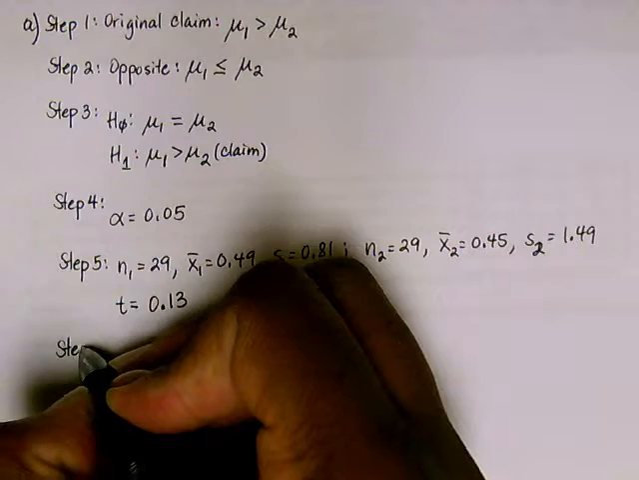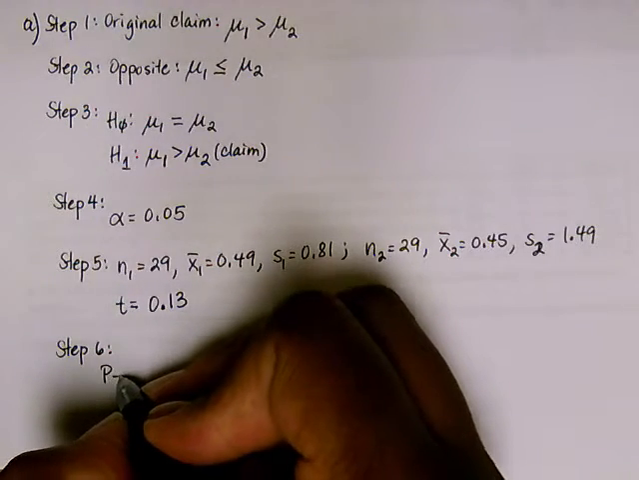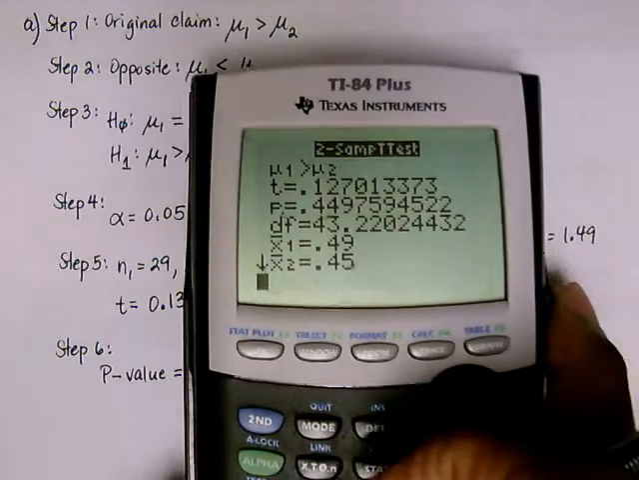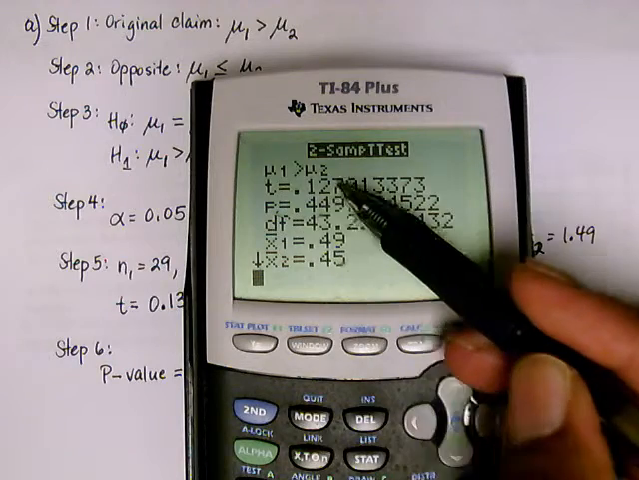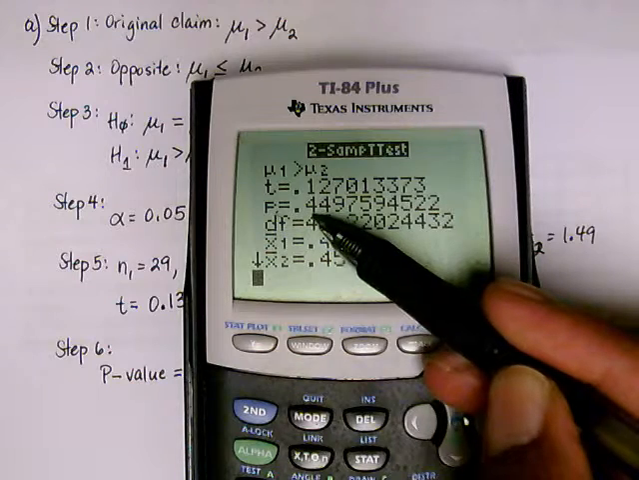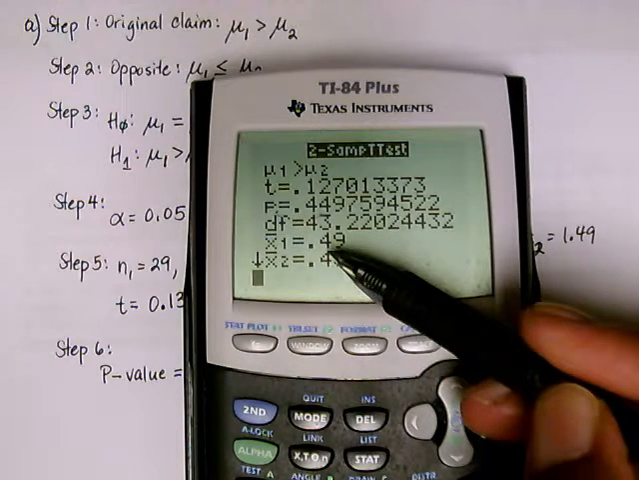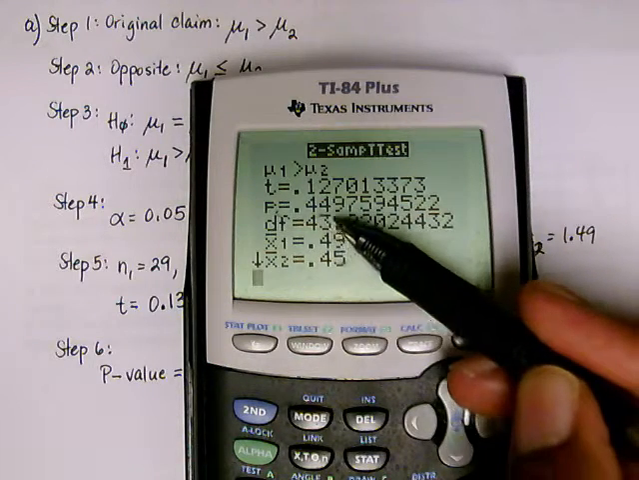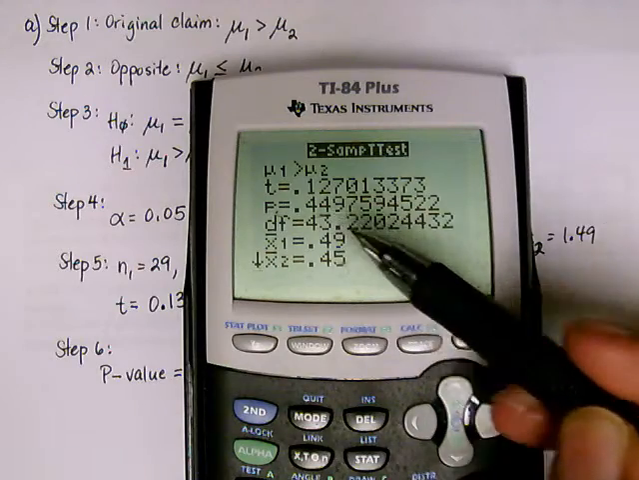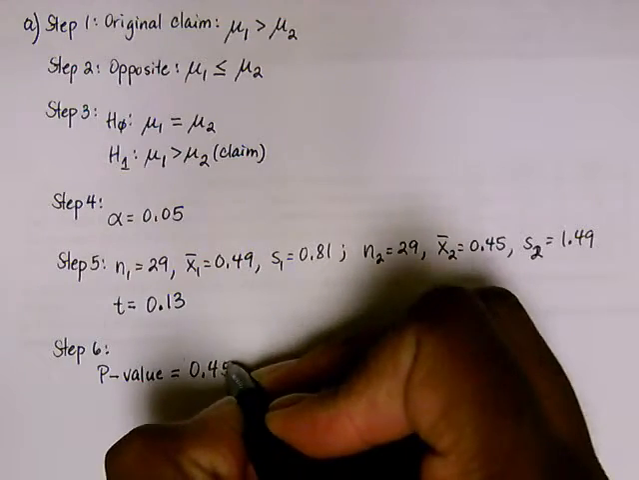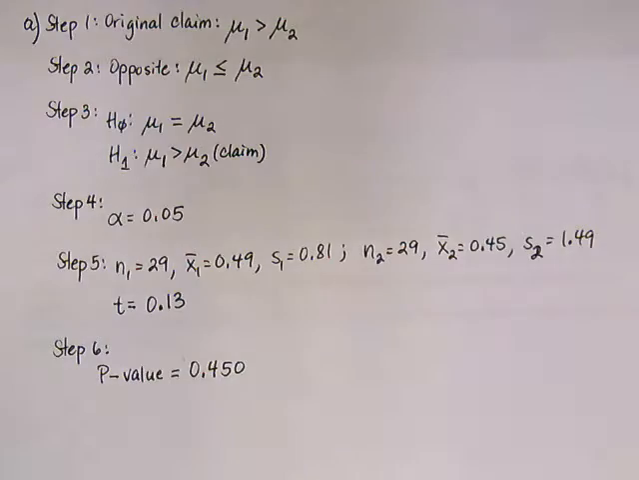Alright, step number 6. We need to calculate or find out what the p-value is. That's also on the calculator as well. So let me pull this calculator back up. You'll see that t is this. Underneath it is your p. That's your p-value. In this case, 0.4497594522. But to 3 decimal places, we're going to say 0.450. So 0.450 is your p-value.